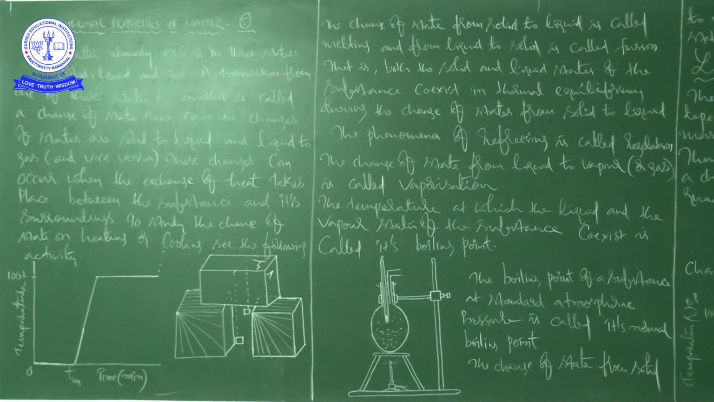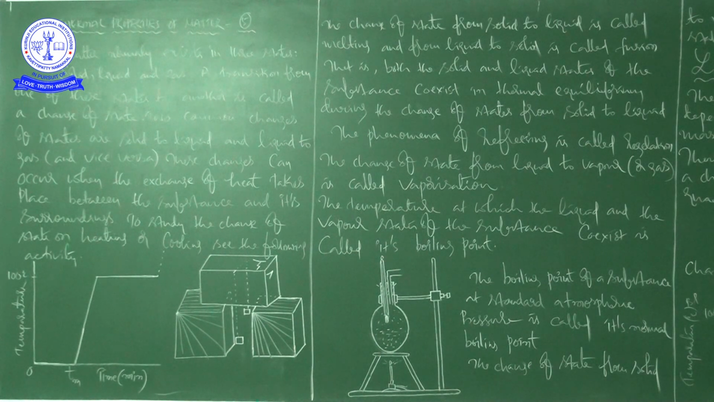And one more point is, the temperature at which the liquid and the vapor states of the substance coexist is called the boiling point. See, already we discussed what is melting point. The temperature at which the solid and the liquid states of the substance coexist is the melting point. Similarly, when the liquid and the vapor states coexist, that is where we get the boiling point.